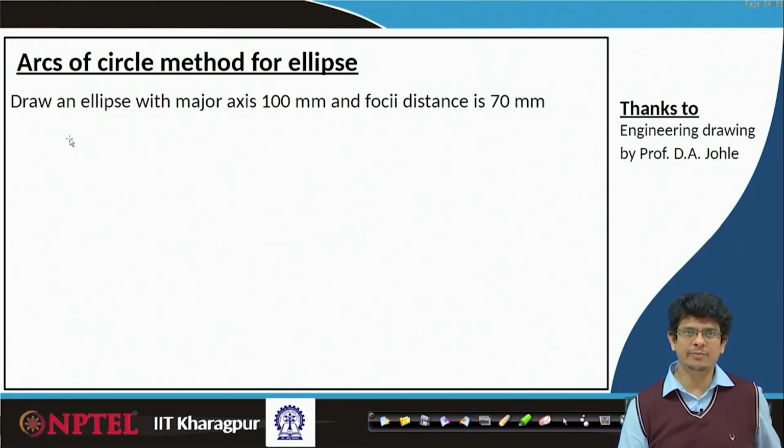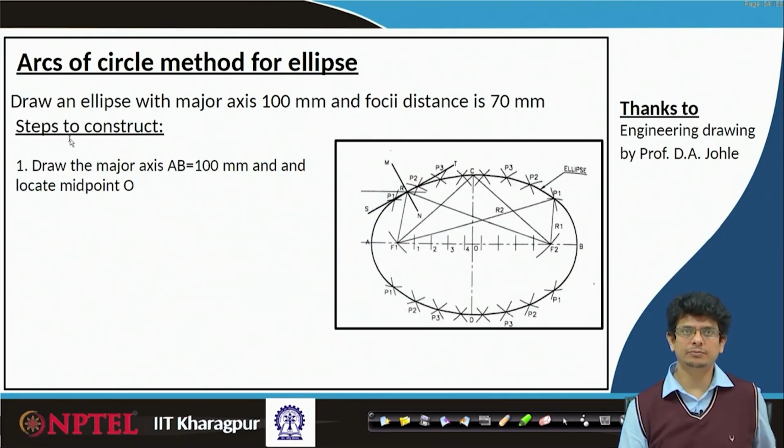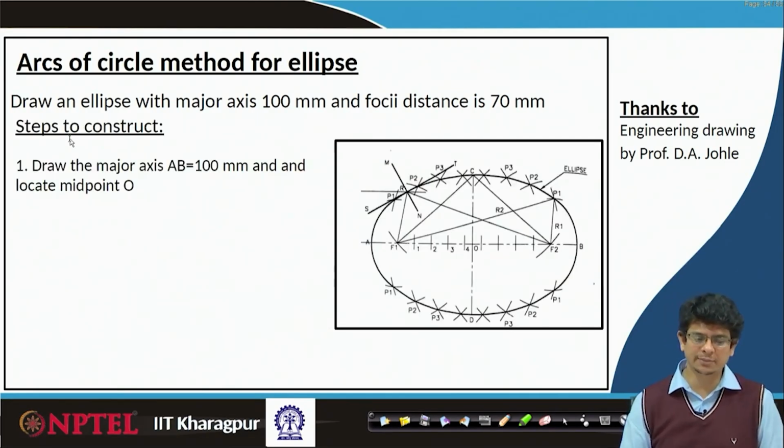In this arc of circle method, an ellipse with the major axis known, let us say in this case 100 mm, and the distance between foci known, something like 70 mm. If that is the case, how do we construct an ellipse? So, let us look at the steps.